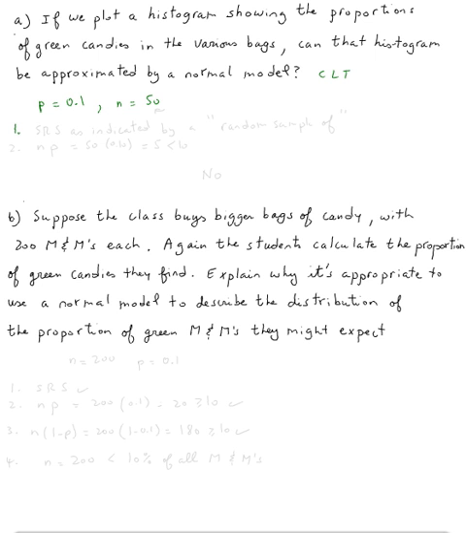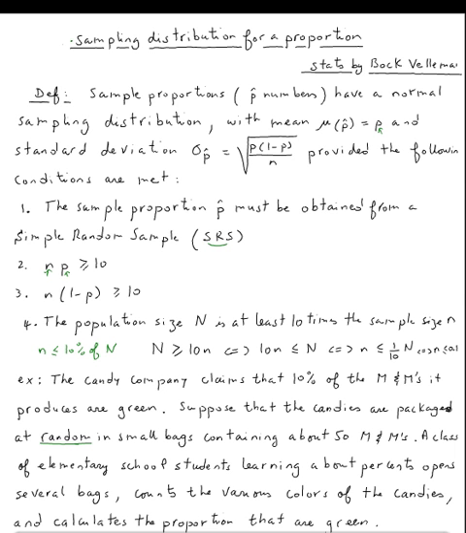So condition one, the SRS. So what can we say about the selection? Was it an SRS? Yes, the selection was an SRS. Why? As indicated by a random sample of, so I'm just calling, in other words, go back here, at random, right here.